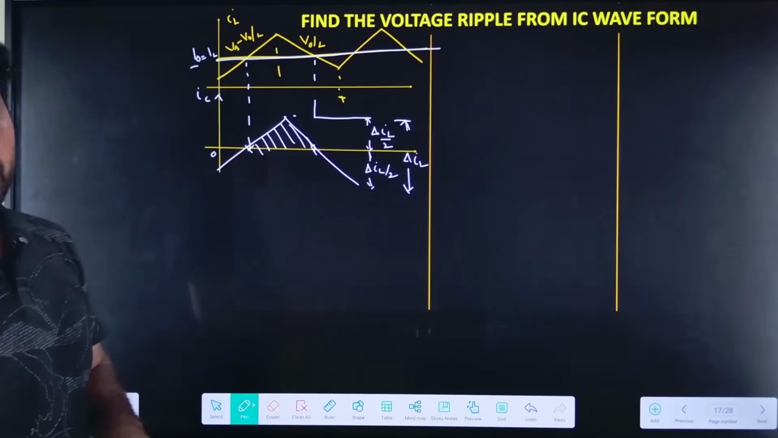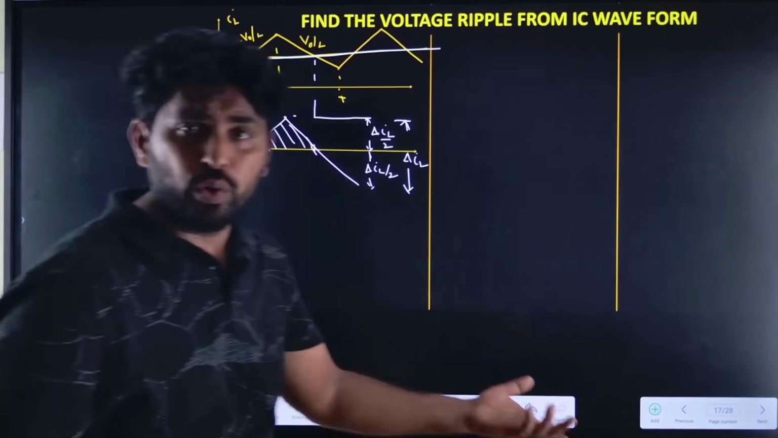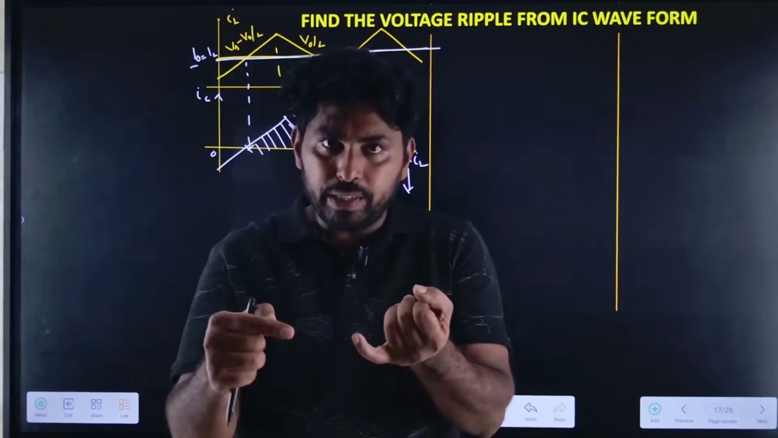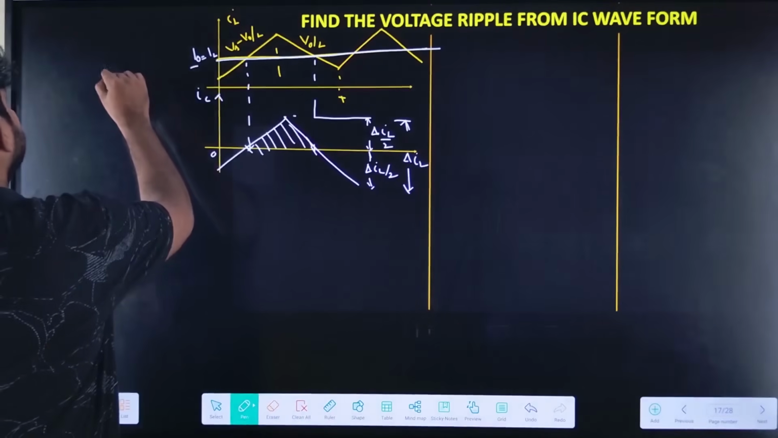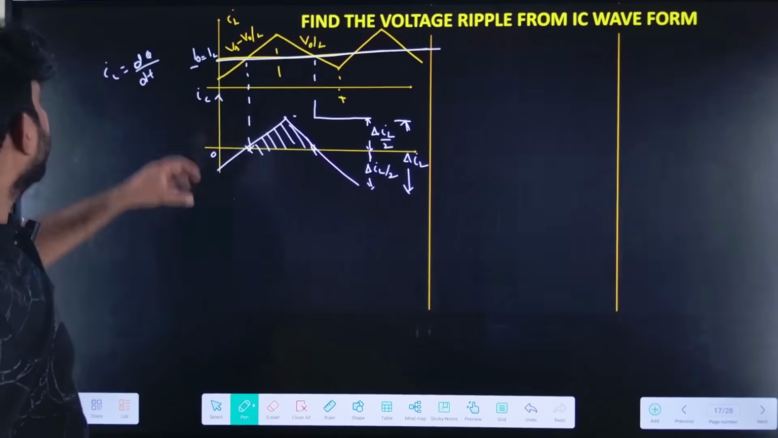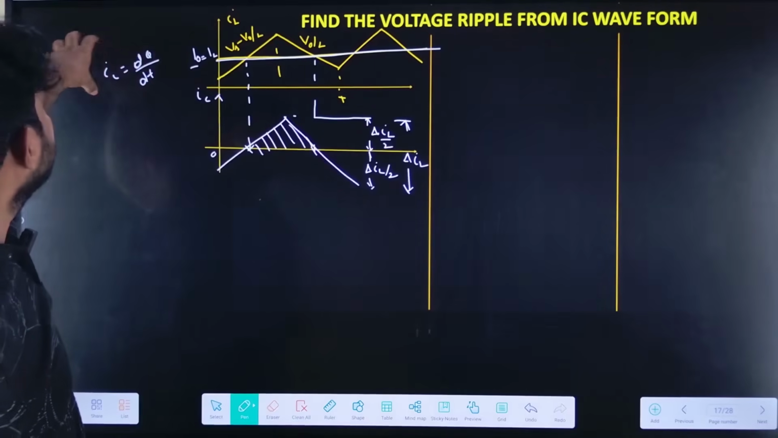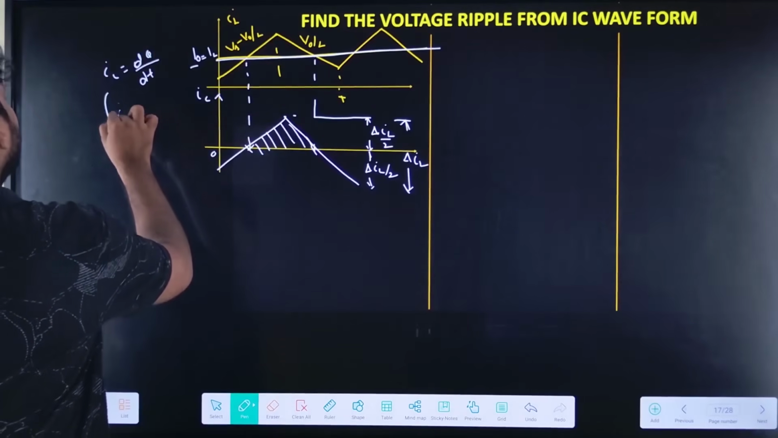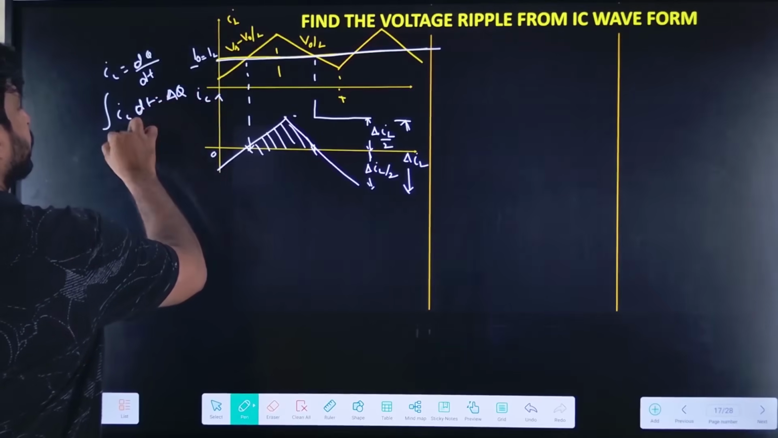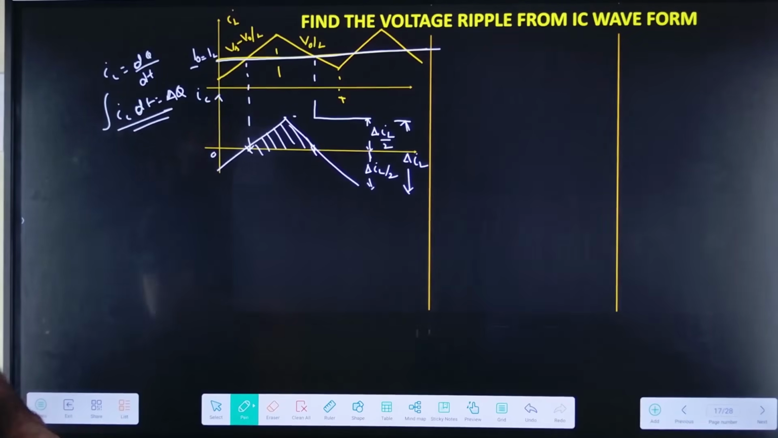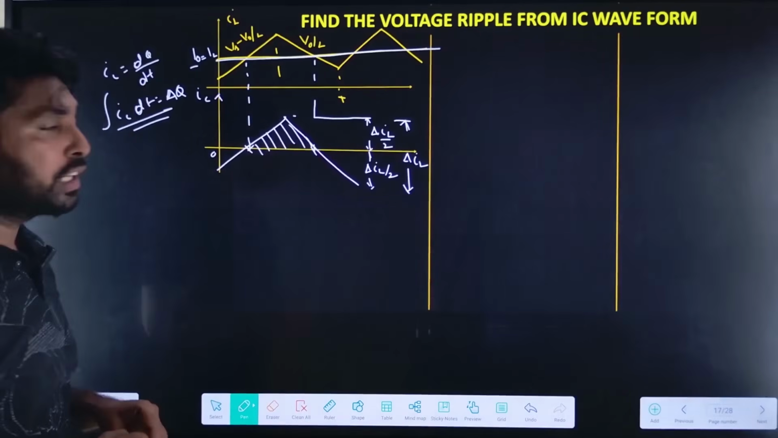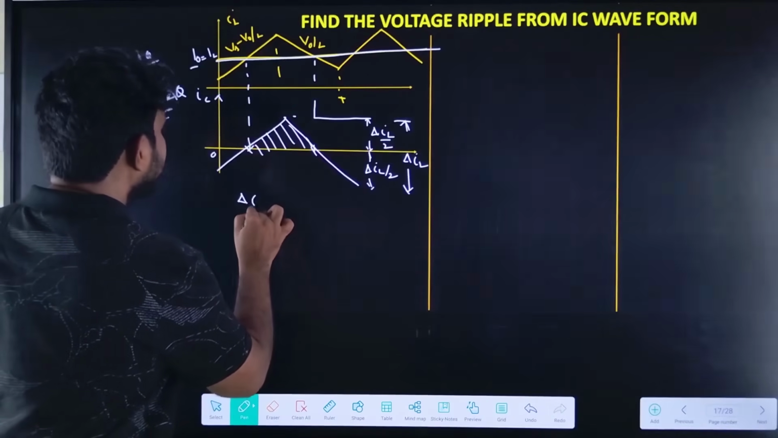So here, integration of IC dt equal to Q, right? IC equal to dq by dt, as we know from the fundamentals. So if I want to find the dq, I need to find the integration of IC dt, which is equal to delta Q. So if I want to find the delta Q, I need to find the area.